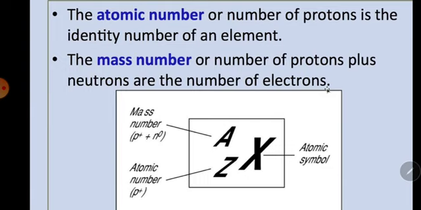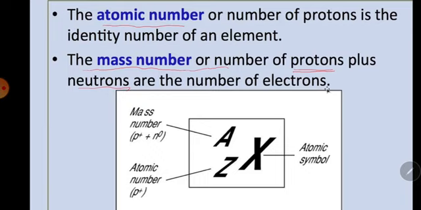Now, the atomic number, or number of protons in a nucleus. The number of protons is the identity number of an element. The number of protons in a nucleus is called the atomic number. Mass number: the number of protons plus the number of neutrons in a nucleus is called the mass number.